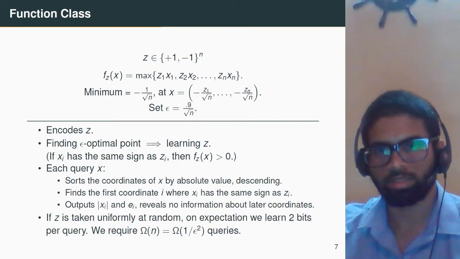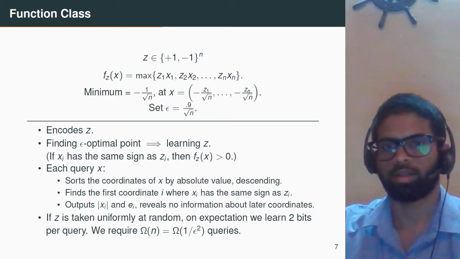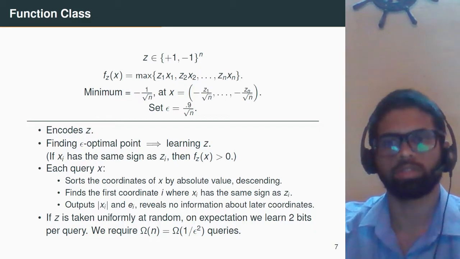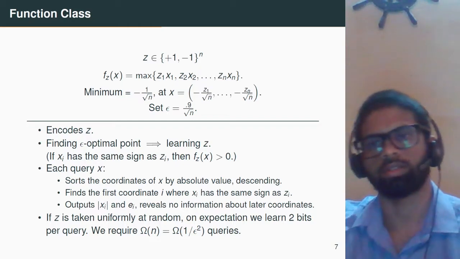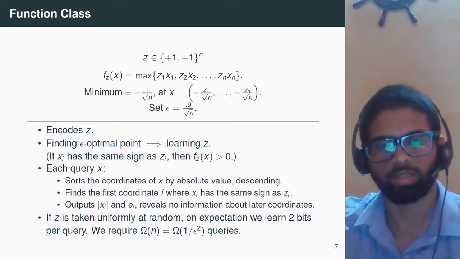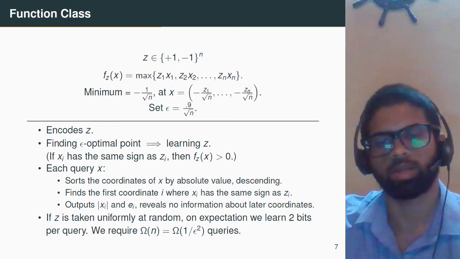So if we take z uniformly at random, we're learning around 2 bits per query, and so we need omega n queries in order to find an epsilon optimal point. And that's an omega 1 over epsilon squared lower bound.